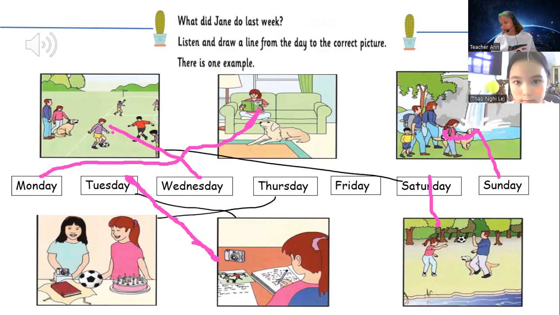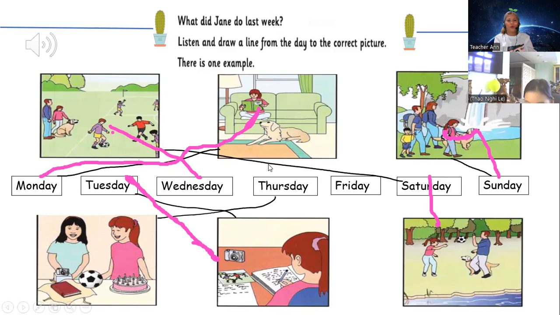What did Jane do on Saturday? She is playing with her dad. Okay, how about Monday? What did Jane do on Monday? Jane is reading a book. Okay, very good. And how about on Wednesday? What did Jane do? Jane is in the park with her dad.